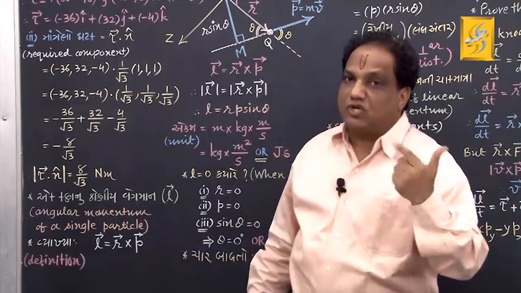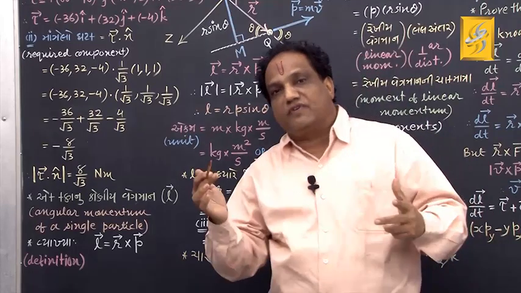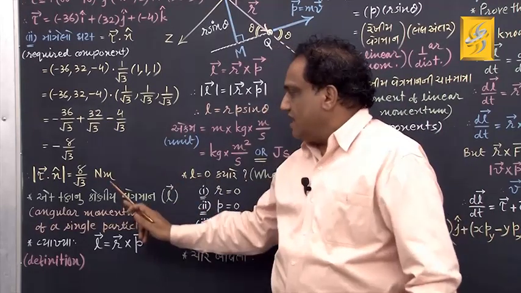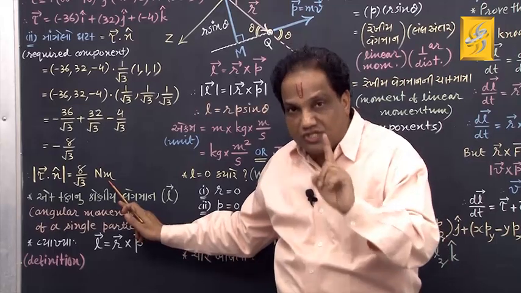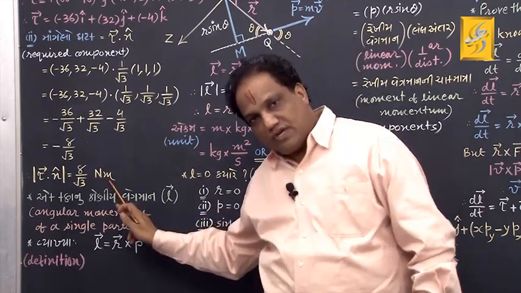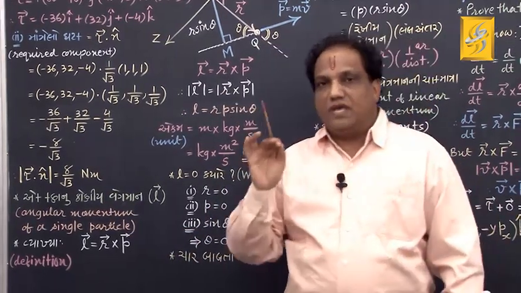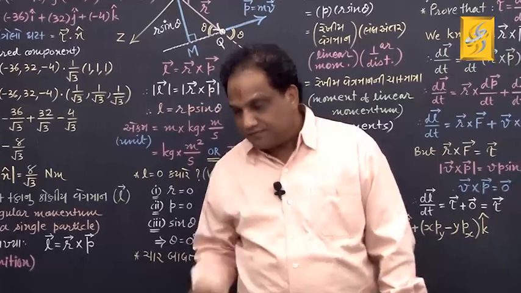If the components of position vector are given to you in centimeter, and the components of force vector are given to you in dyne, then you may write here dyne into centimeter. Right now in SI unit, it is Newton into meter. Got it? Now we proceed further in the theoretical part.